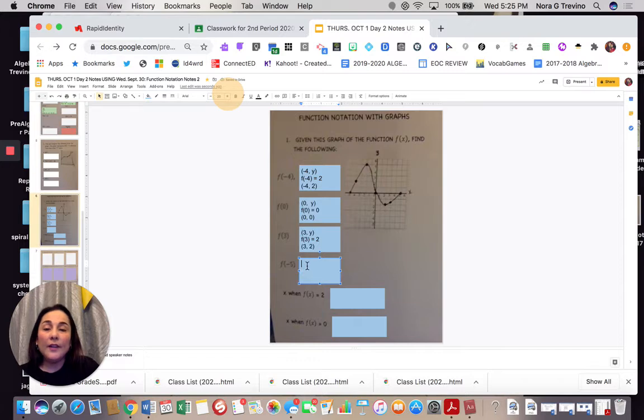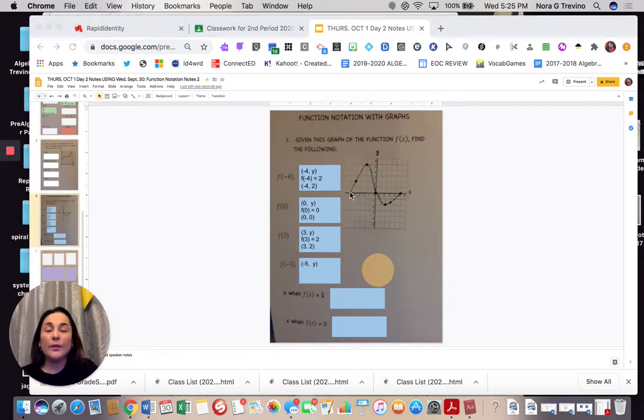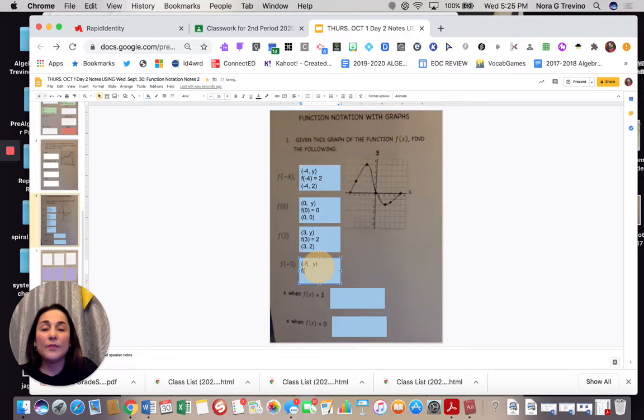F of -5 is just fancy for there is an ordered pair that has a -5 on the x and you're trying to find its partner, the y. So walk to the -5. 1, 2, 3, 4, -5. Oh, I'm on the graph. What is the y value right here? It's 0 because I didn't move up or down. So f of -5 equals 0. -5, 0.